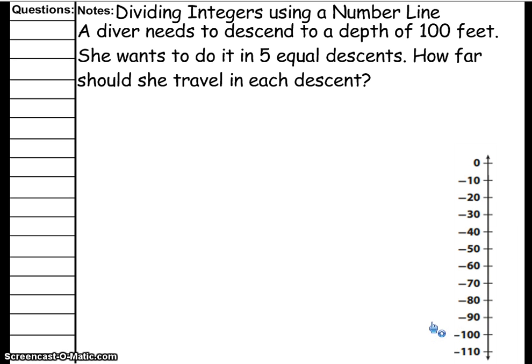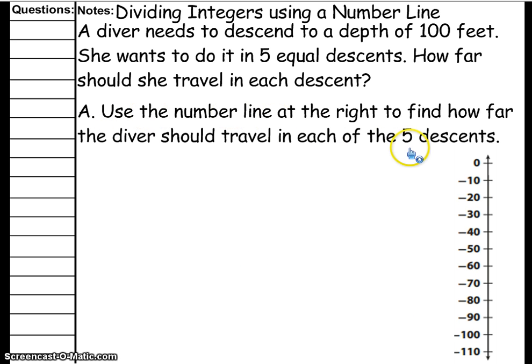Let's look at our practice problem. A diver needs to descend to a depth of 100 feet. She wants to do it in 5 equal descents. How far should she travel in each descent? So since we're taking a total of 100 feet and we want to break it down into groups of 5, that is division. And we want to figure out in each group of 5, how many feet is she going to descend or dive down?